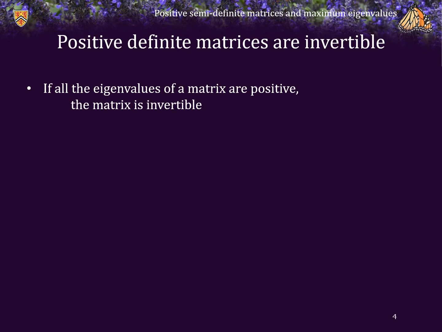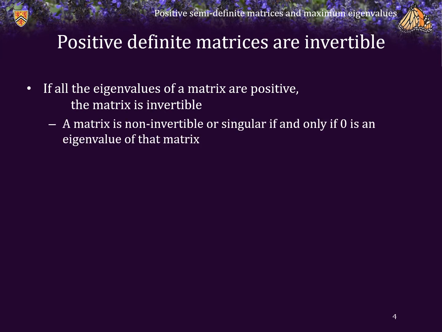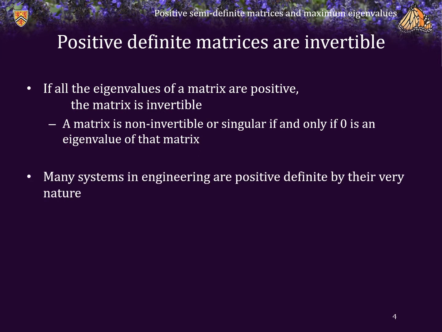Just to reiterate, if all the eigenvalues of a matrix are positive, then it follows the matrix must be invertible. A matrix is non-invertible or singular if and only if 0 is an eigenvalue of that matrix. All right, now many systems in engineering are positive definite by their very nature.